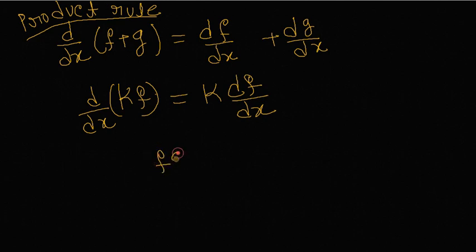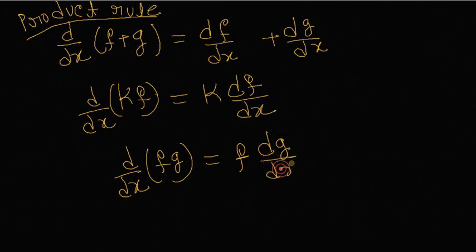Again, if we are taking the derivative of the multiplication of two functions, then the first function will be outside and we will take the derivative of the second function, and then we will take the second function outside, and then we will take the derivative of the first function.